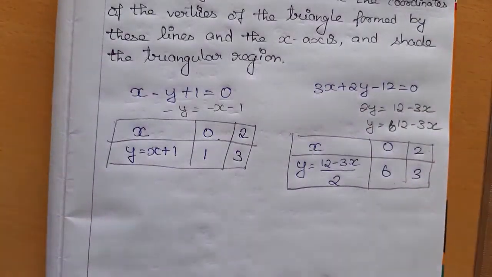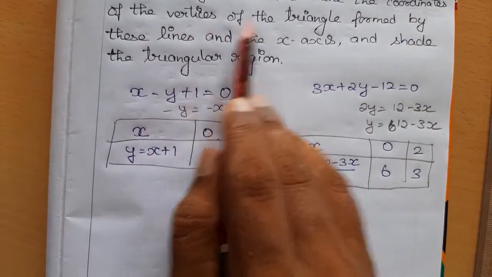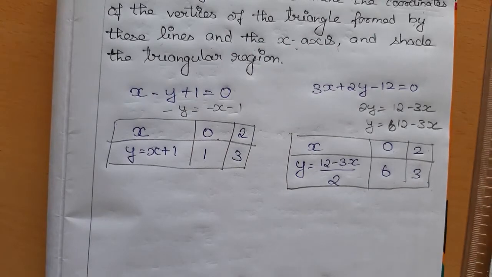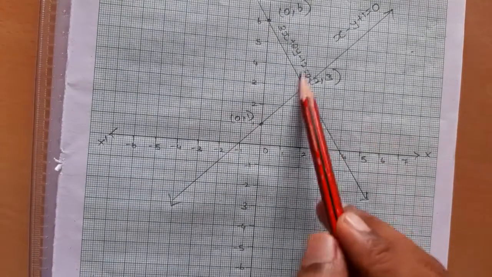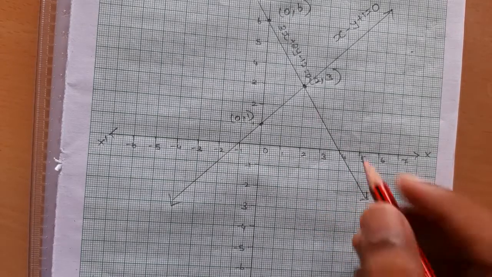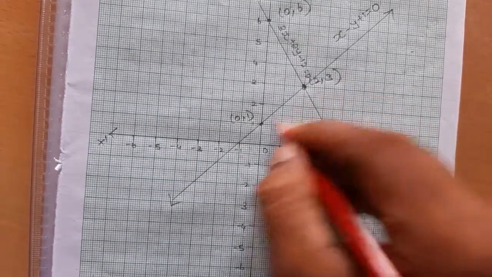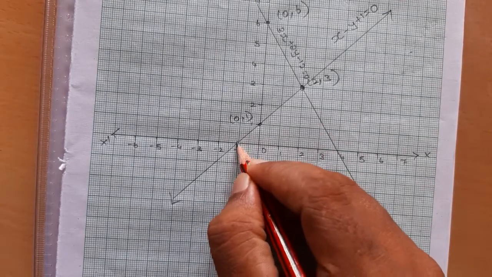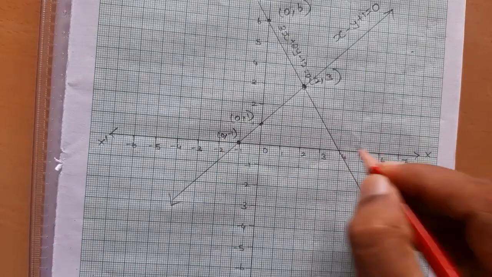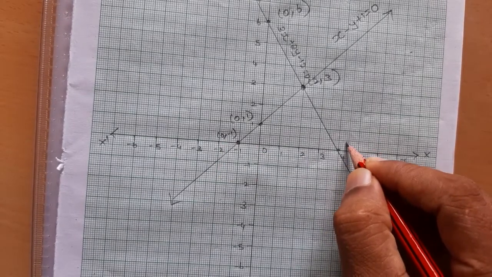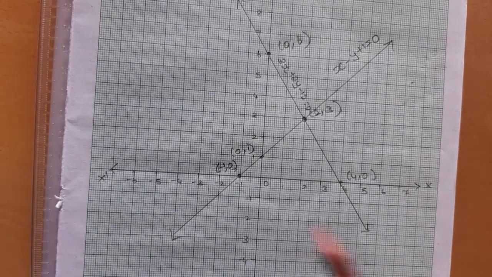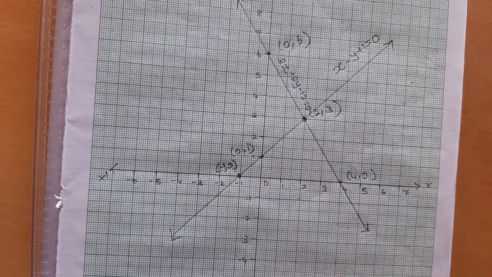So the question they asked is to determine the coordinates of the vertices of the triangle formed by these lines and the x-axis. Is the triangle formed by these two lines and the x-axis? Yes, the triangle is formed and we need to find the coordinates of the points. So the first coordinate is 2 comma 3, and the others on the x-axis are 0 comma minus 1 and 4 comma 0. Minus 1 comma 0, 2 comma 3 and 4 comma 0.